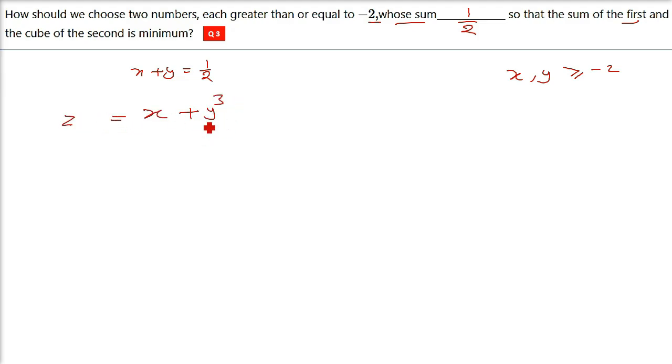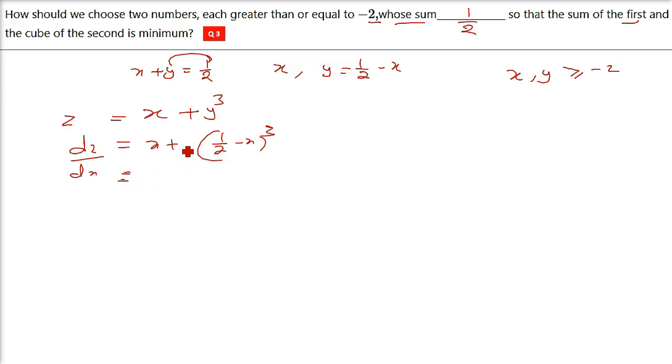Coming to the third part of this question, which is saying the sum of the first, which is x, and the cube of the second, which is y cube, is minimum. So from the first part, we got y is half minus x. Now we are replacing this x and y in the final equation, which is z equals x plus y cube, which has to be minimized. Half minus x whole cube, rather than actually cubing it, it's better that we just differentiate it. Opening it will take time, and we have to eventually differentiate only.